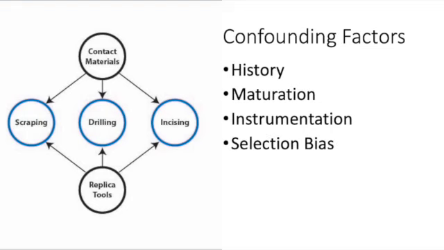Selection bias has to do with the way that tools, people, and contact materials get allocated in the experiment. For example, it would be problematic to allow participants to choose their own materials and tools because the choices that different participants make could have a severe impact on the results.